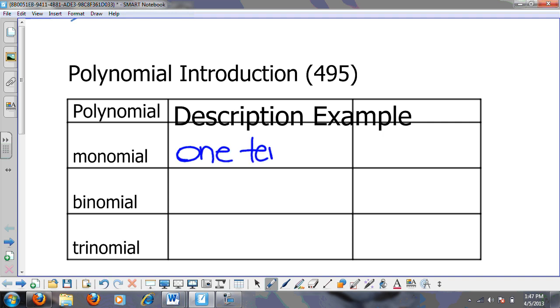term. Just one term. So if you can think of an example of one term, 7 is one term, 4x is one term, 3a cubed is one term. See if you can come up with one more.